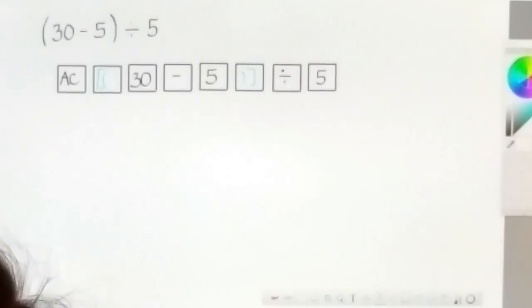This is one of those problems, any problem with parentheses, you must hit equals. That's going to be critical to get your right answer. So make sure that you put the equals key at the end of this problem. And you should get 5 on this one.